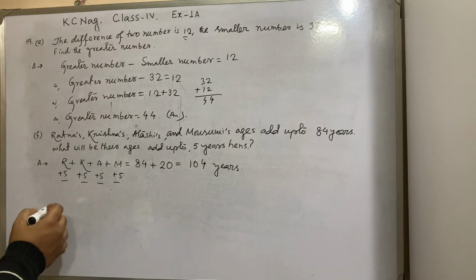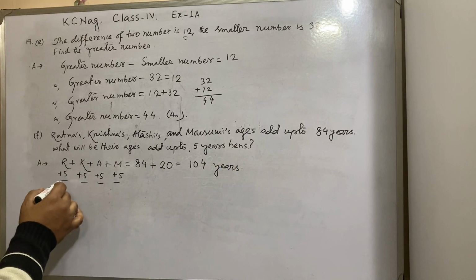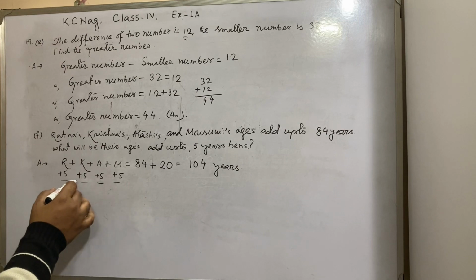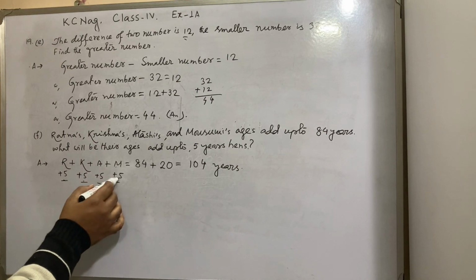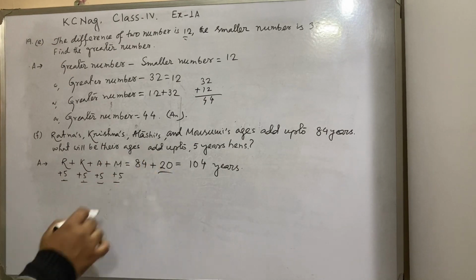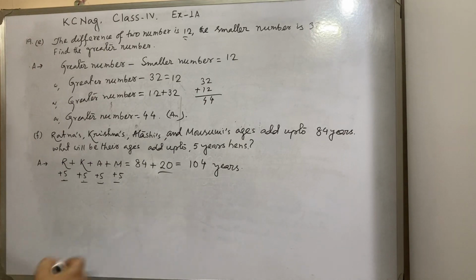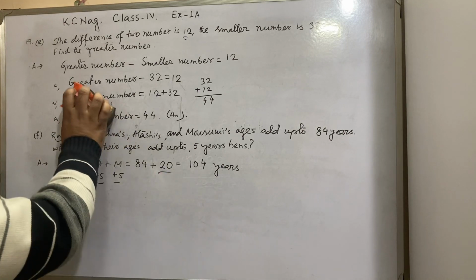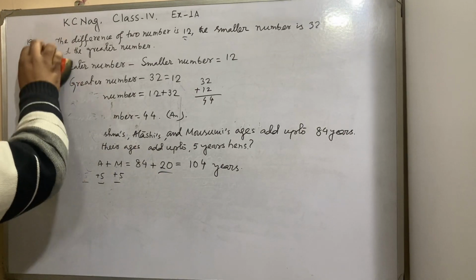Or, without adding, you can see how many fives there are. 1, 2, 3, 4. That means 4 fives are 20. Okay, so this is the answer. These problems are very interesting. Next.